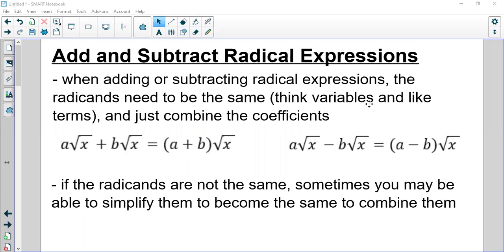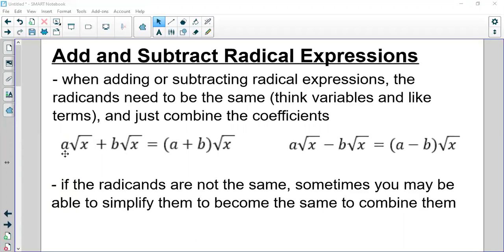If you think about variables in like terms, it's kind of along the same lines. You can't add or subtract two radicals that have different radicands, just like you can't add or subtract two variables that are different. You can't add x's to y's. Once you have the same radicands, you just combine the coefficients using addition or subtraction, depending on what the problem is.